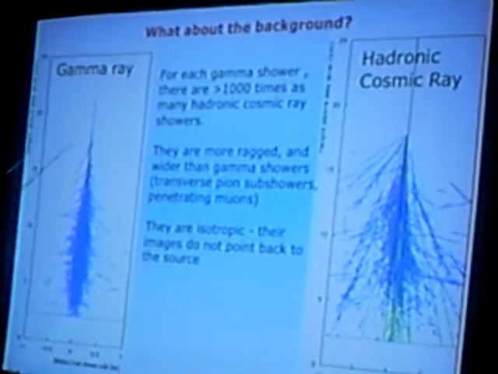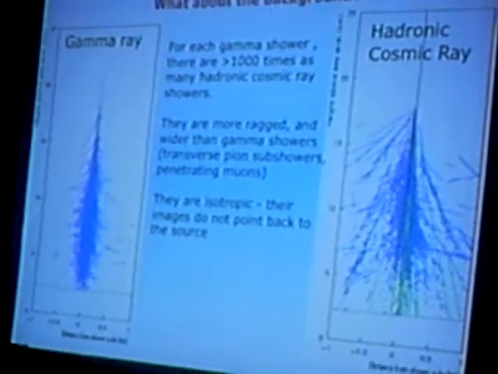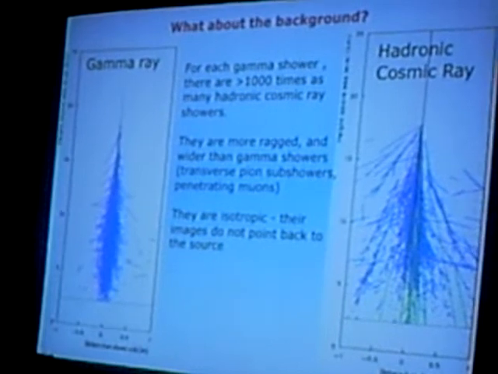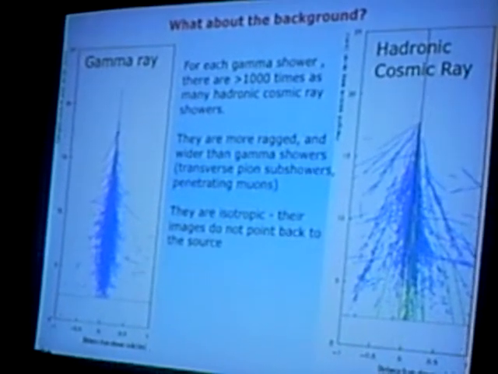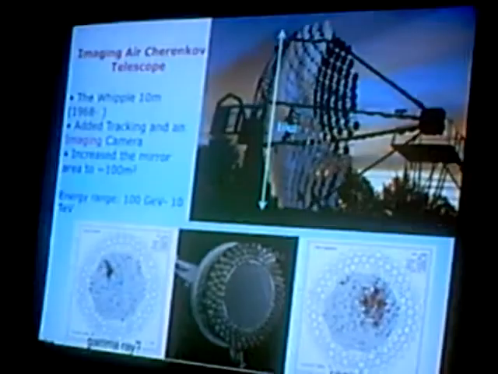They're isotropic. In other words, the cosmic rays are charged particles, so they interact with magnetic field lines. So you expect them to come in isotropically throughout the atmosphere, whereas gamma rays are neutral. They don't interact with magnetic field lines. They come straight, assuming a variety of things, from the source.